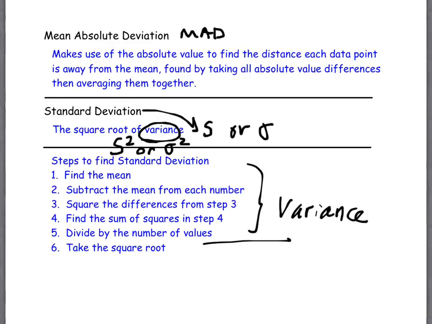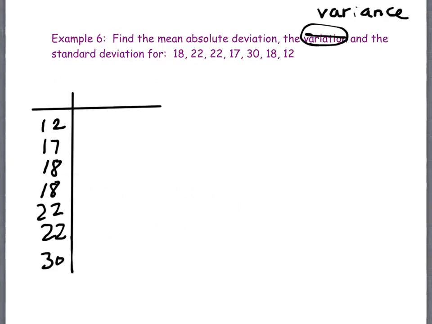Now, both problems involve me finding the mean. I have to know the mean in order to do this. Obviously, I need the mean for the mean absolute deviation, and the first step underneath standard deviation says find the mean. So, I need you guys to find the mean. We already did this before. What was the mean? Was it 19.8? Okay.